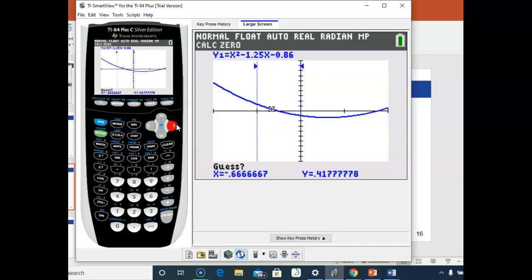Okay, so as long as you're pretty close, that's good. Press enter. Okay, and here is our answer for that one. So our answer, I think it asked for 2 decimal places, so -0.49 for our answer.